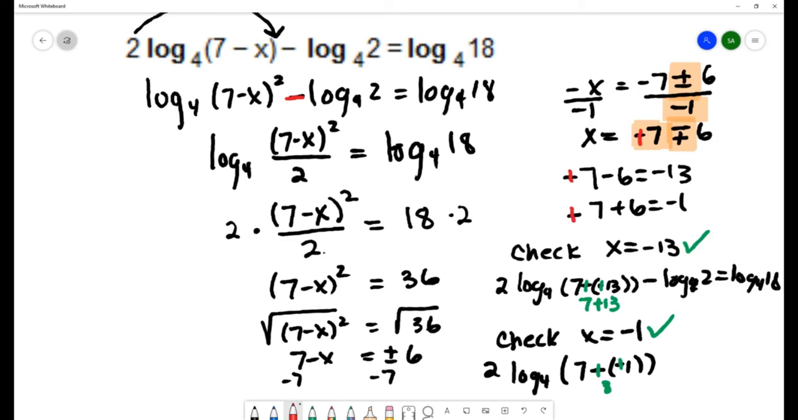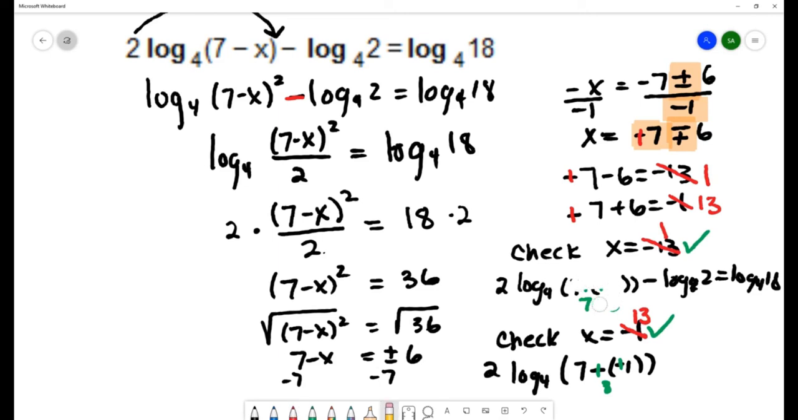So I have 7 minus 6, and that would give a 1. And 7 plus 6, that would give a 13. So I really need to check a positive 1 and a positive 13. So let's go back and check that.